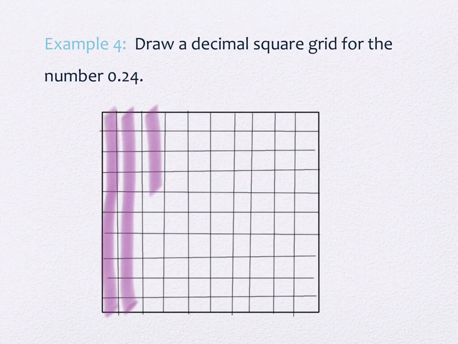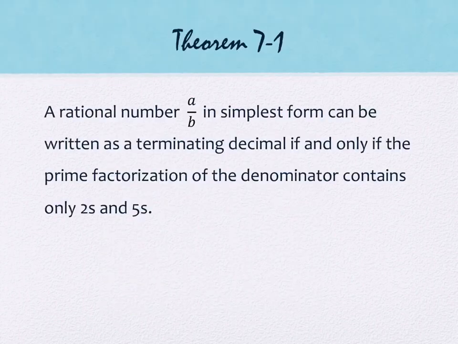Now, we've talked before in Chapter 6 about the fact that some fractions have really nice decimal forms. And so we gravitate towards wanting to use decimals in that fashion. And there's some decimals that don't have very nice decimal forms. And that's a lot of what Theorem 7.1 is getting at. So a rational number, a over b, in simplest form, can be written as a terminating decimal, terminating means it stops, if and only if the prime factorization of the denominator contains only 2's and 5's. So there are a couple of conditions here that you have to be aware of.